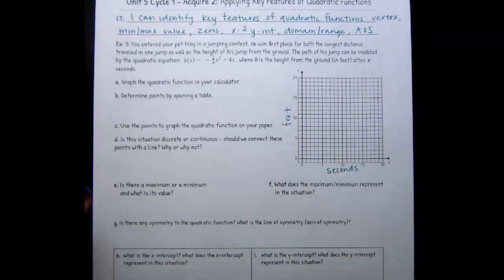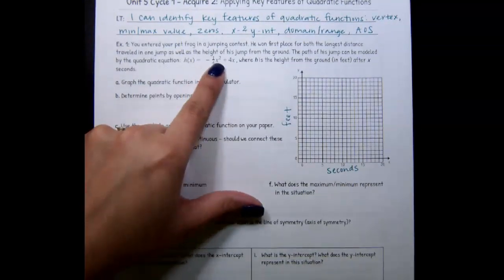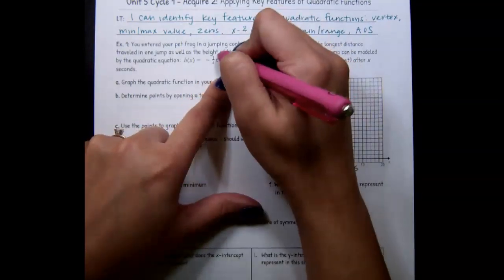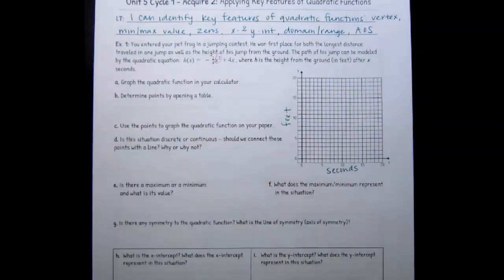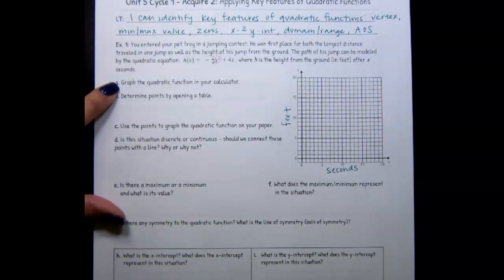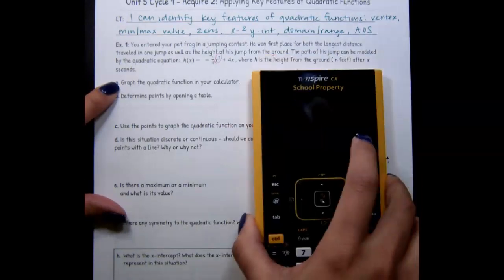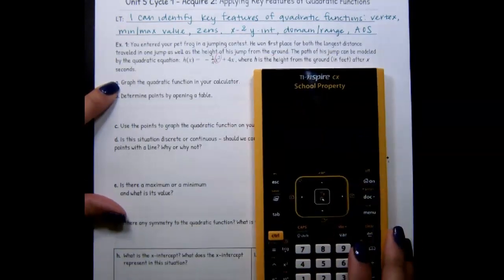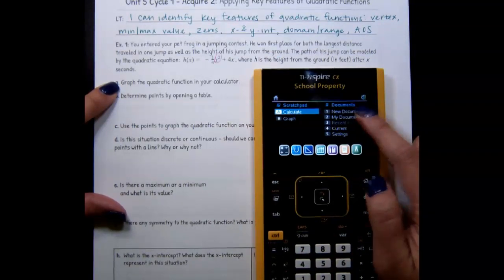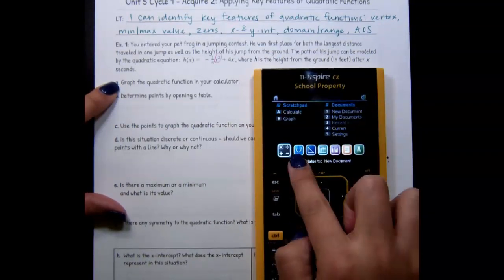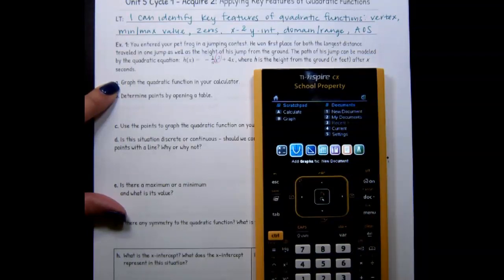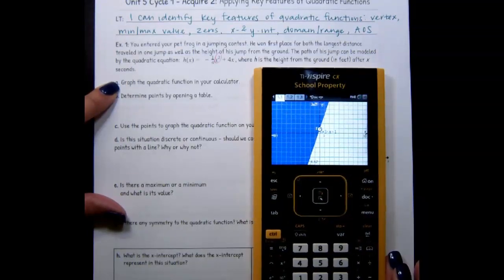Now, remember that we know this is a quadratic function or a parabola because it has this x squared. So that's how we know it's going to be a parabola, that U shape that we learned of in acquire 1. So we're just going to follow these steps. It says graph the quadratic function in your calculator. So you should have your calculator. Turn it on. You can either go to a new document or you can go down to the actual picture of a parabola, now that you know what it's called. And we're going to graph this.